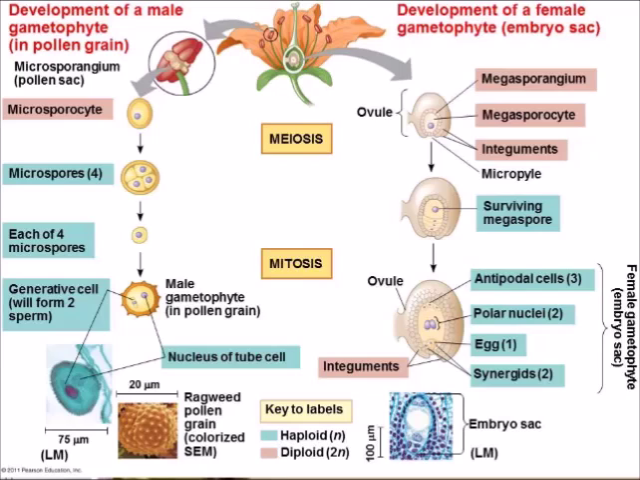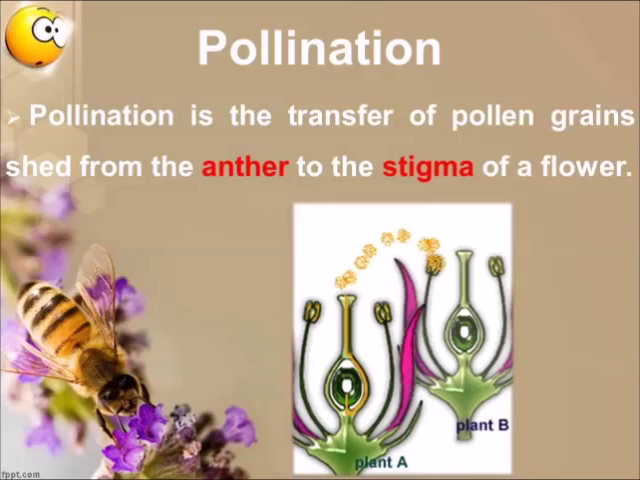The other potential start of the haploid stage is the megaspore, which develops into the female gametophyte or the embryo sac. Once the gametophytes are fully developed, they produce male and female gametes. The male gamete is the sperm cell and the female gamete is the egg cell. The mature male gametophyte, that is the pollen grain, develops the sperm, while the mature female gametophyte develops the egg cell. Now, after a quick recap, let's begin with the topic of this session, that is pollination.